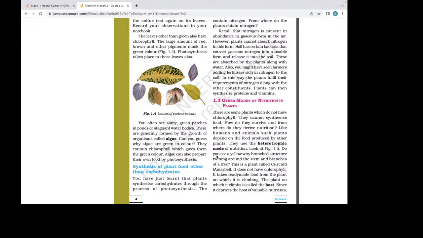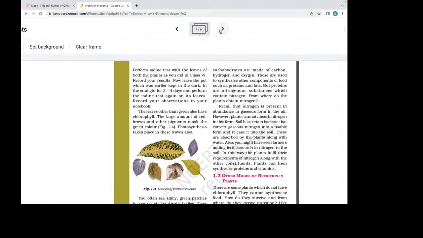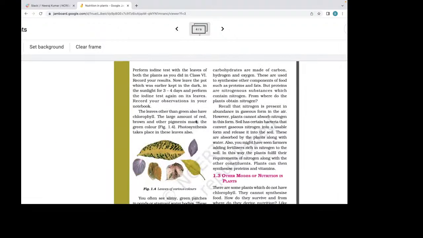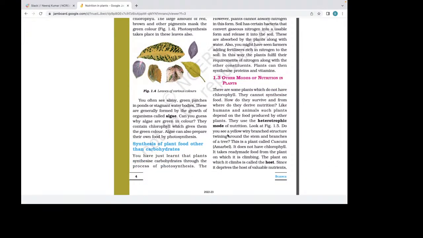Okay, now do you see a yellow? Where is it? Where is the figure? Okay, look at this figure. This 1.5. Now, do you see a yellow wiry branched structure twinning around the stem and branches of a tree? Yes, we can see that. This plant is called cascata. It does not have chlorophyll. Yes, we can see it is yellow. It is kind of yellow in color.